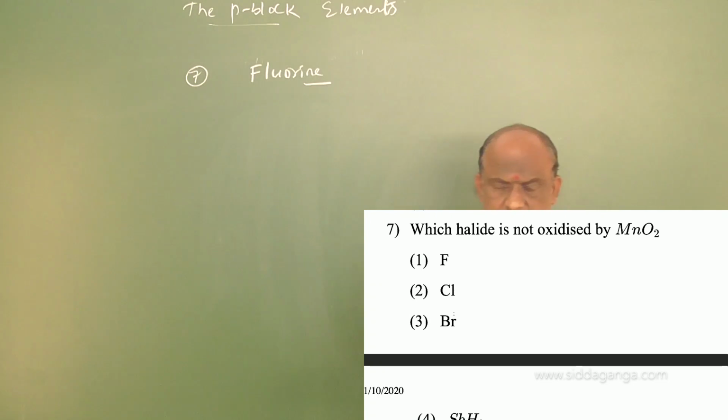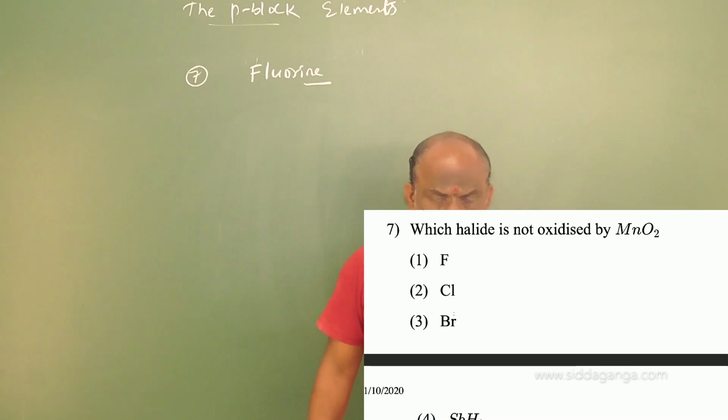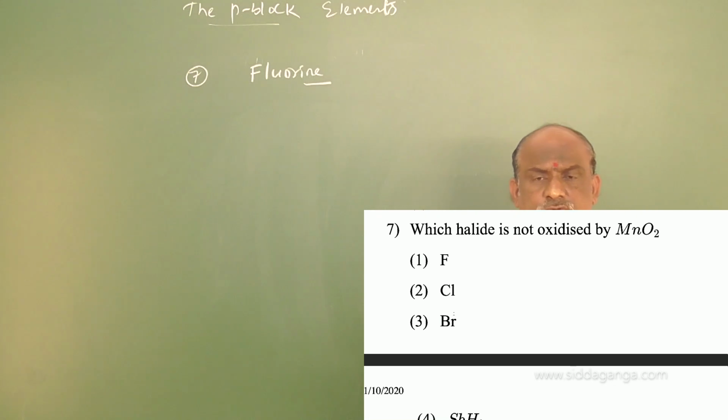Because fluorine is the strongest oxidizing agent. In the standard reduction potentials table in electrochemistry, F2 acts as a strong oxidizing agent. So no other element can oxidize fluoride. This is a conceptual question. The answer is due to the highest reduction potential of fluorine. Once you observe that table, you will see the highest value for fluorine. So fluoride cannot be oxidized by MnO2.